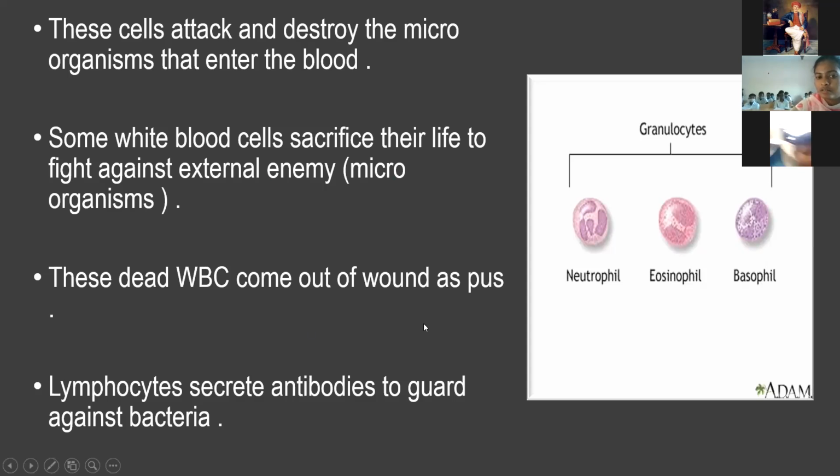Next, these dead WBC come out from the wounds or injuries. It is like pus. When we are injured, the white color substance comes from the wound. You all know.